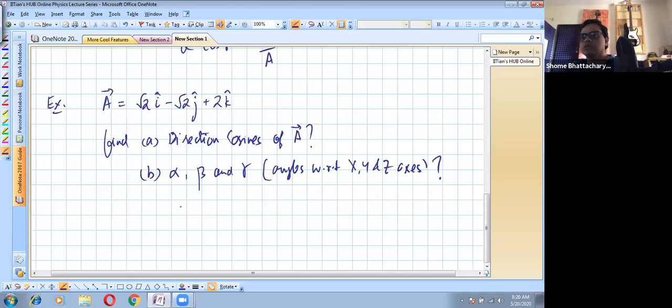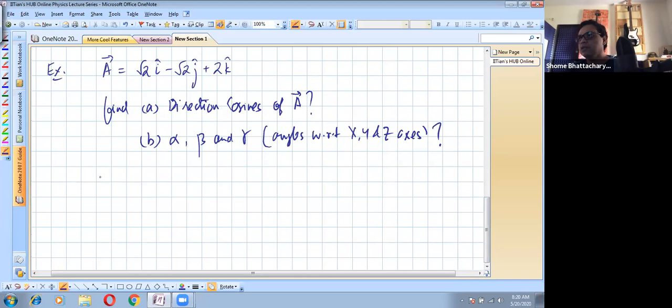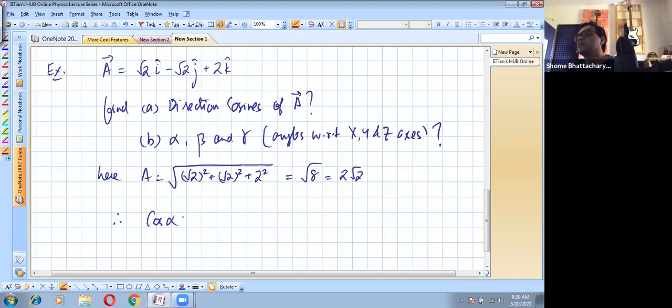Yes, good, Dharmil, that is correct. Now check the algebraic sign. Make sure that Ax, Ay, and Az are with sign. Dharmil, your first and third are correct. Second one, you have here. Magnitude of the vector A is square root of root 2 square plus root 2 square plus 2 square. Here the minus sign is not important because you're squaring it. So mod of the vector is square root of 8, or you can write that as 2 root 2. Therefore, cos alpha, which is Ax by A, is 1 by 2. Cos beta, however, is minus 1 by 2.